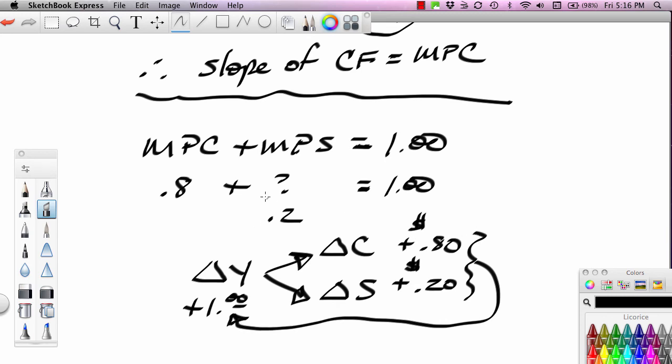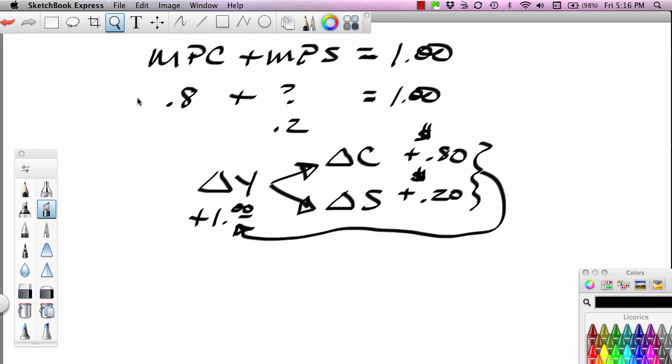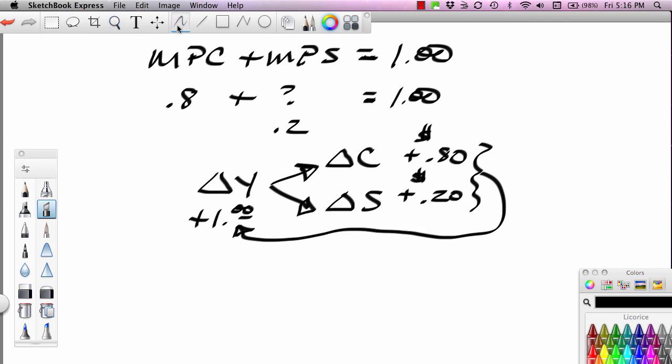Okay? You can express MPC and MPS as percentages, and what that would look like is simply 80% plus 20% must equal what? 100%. Okay?